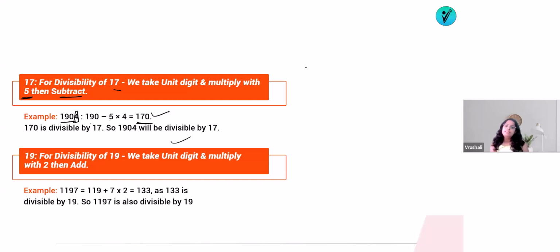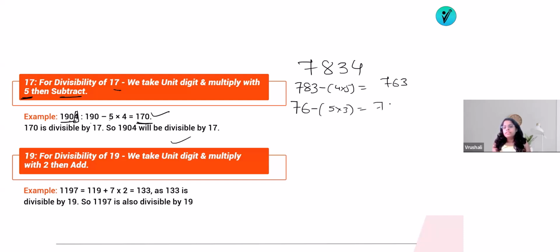If you take another example, let's take a random number, 7834. So what will you do here? 783 minus 4 5s, which are 20. 783 minus 20 will be 763. Now for 763, you will do 76 minus 5 into 3, means 76 minus 15. How much will it be? 6 minus 5, 1; 7 minus 1, 6; 61. 61 is not divisible by 17. So this number won't be divisible by 17.